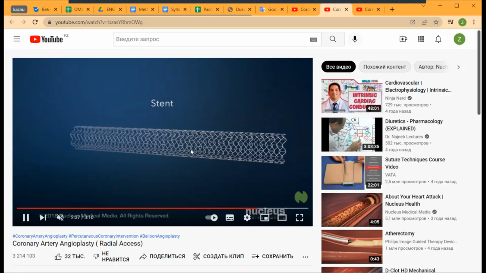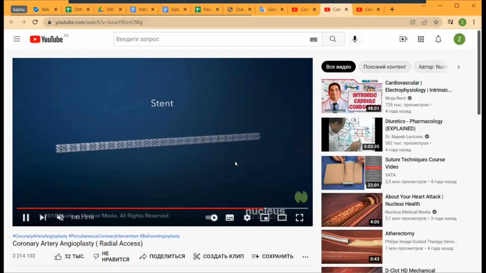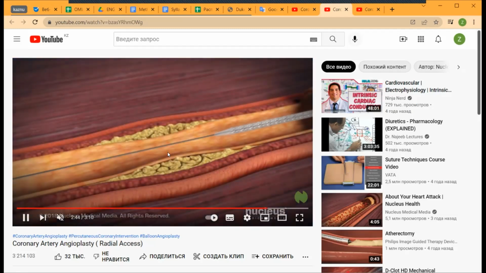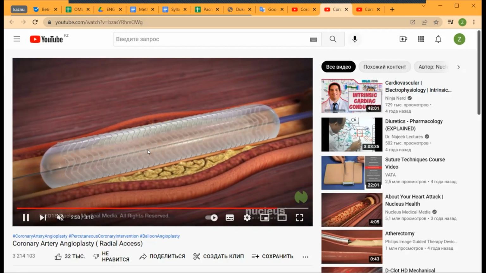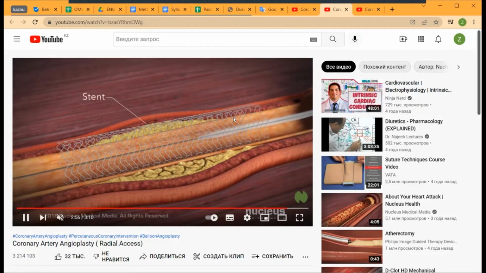That's why we use stents. You see the stent? If we leave a stent here, there is less risk that the stenosis happens again. You see? And now we can go. This stent will keep this lumen open.